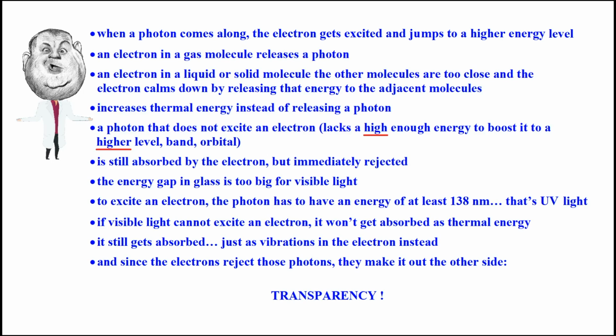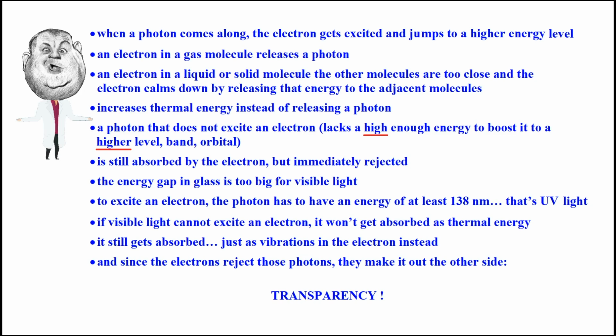Okay, so this is the issue. This is how he's going to explain it. And he says, if visible light cannot excite an electron, it won't get absorbed as thermal energy. It still gets absorbed just as vibrations in the electron instead. And since the electrons reject those photons, they make it out the other side. So if the photon is not absorbed, it just goes through, and that's where all these people get the idea that light goes through substances. And he says, finally, transparency. He shouts it out like saying, that's how you make transparent things.